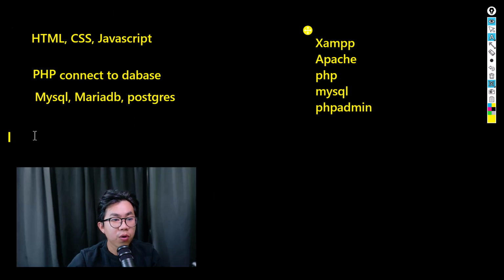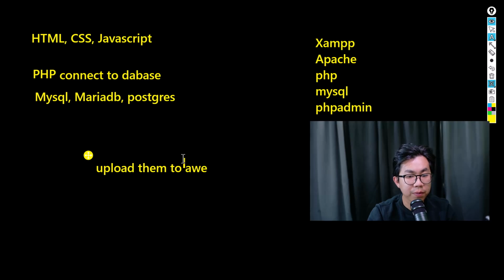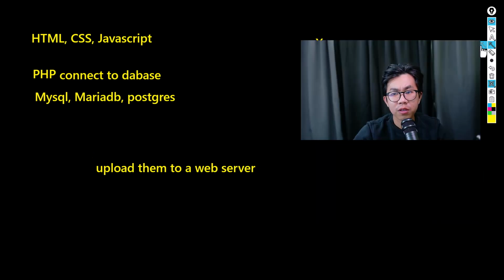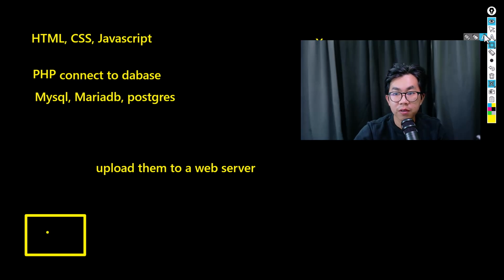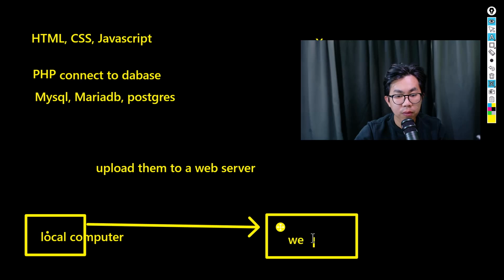Okay, if you know everything like this, you will be able to create a website on your computer, and when you finish creating a website on your computer, you can upload it to a web server. The whole process is going to be like this. You learn how to create a website on your computer. This is for beginners, on your local computer, right? And then when you finish building on your local computer, you can move it to a web server.